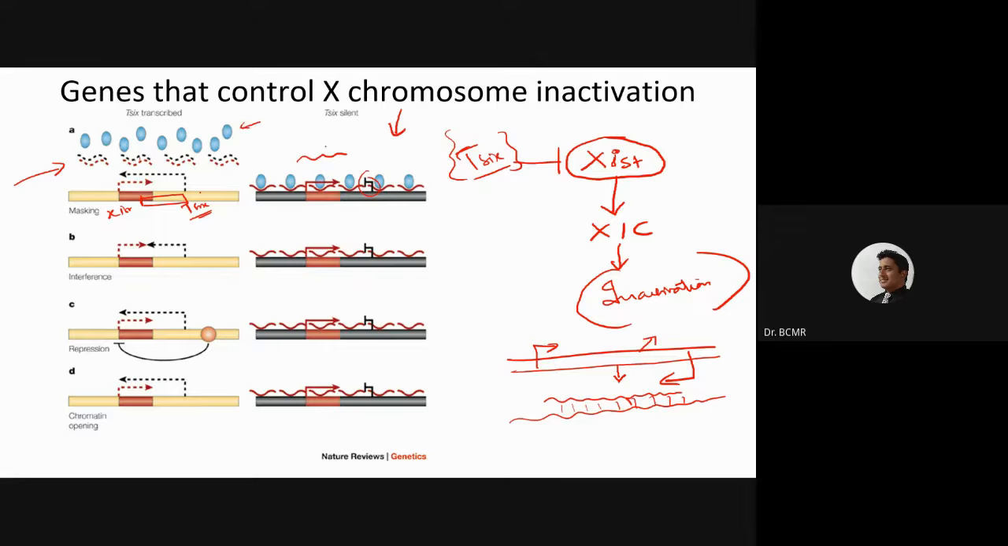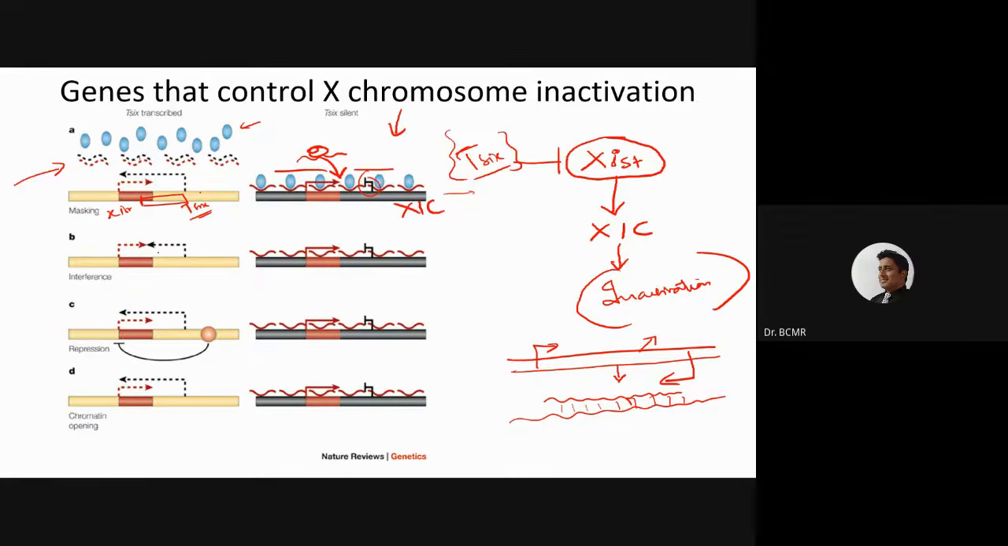Xist binds to protein factors like that, and they would bind to the X chromosome inactivation center and mediate the repression or silencing of the X chromosome inactivation center. And then that silencing is spread throughout the chromosome.